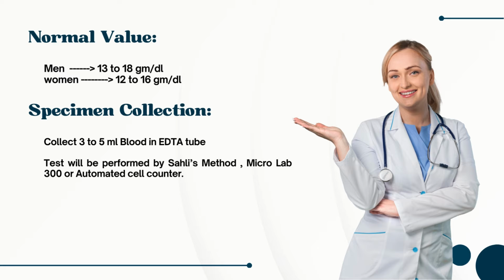Normal value. Men 13 to 18 g/dL. Women 12 to 16 g/dL. Specimen collection. Collect 3 to 5 milliliters blood in EDTA tube. Test will be performed by Sahli's method, Microlab 300 or automated cell counter.